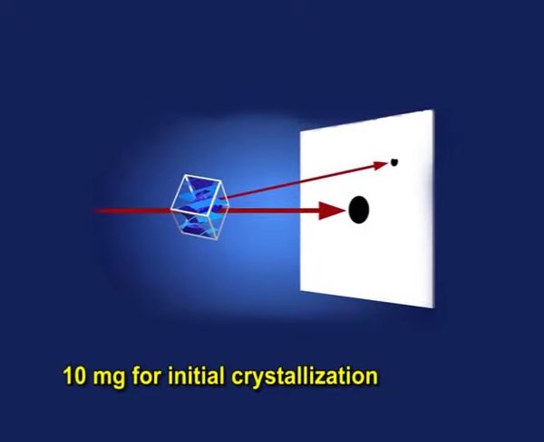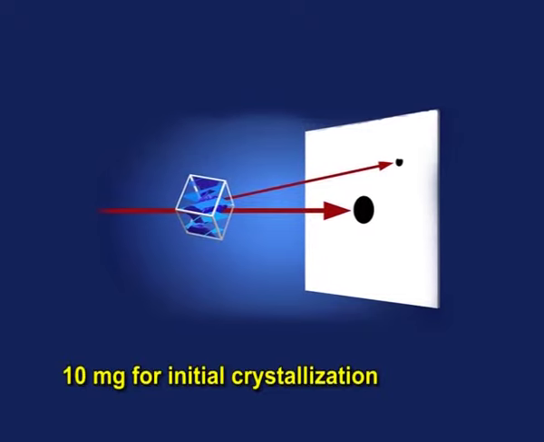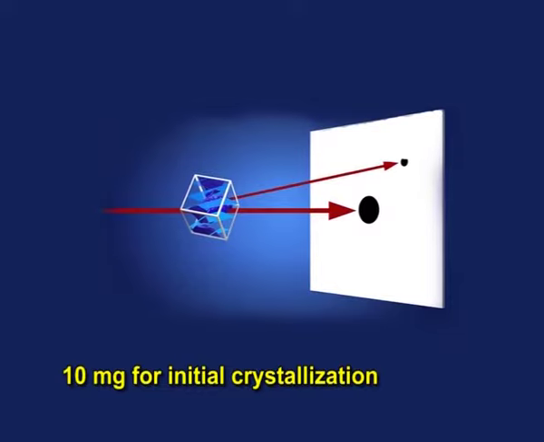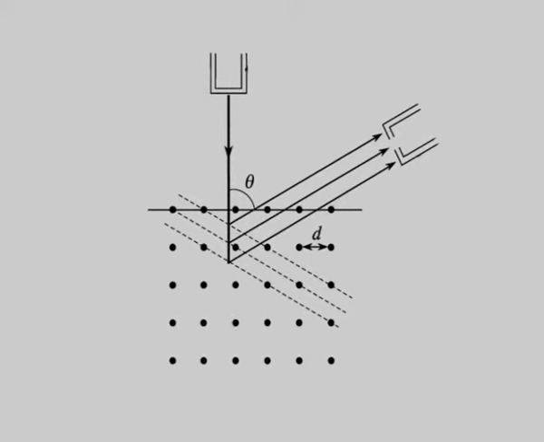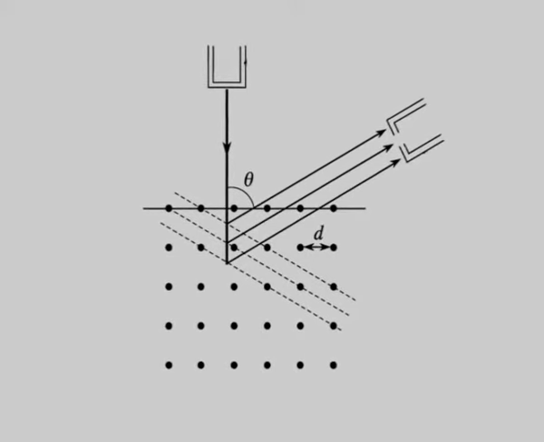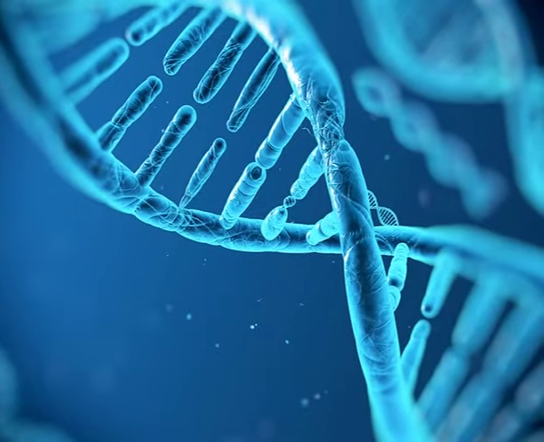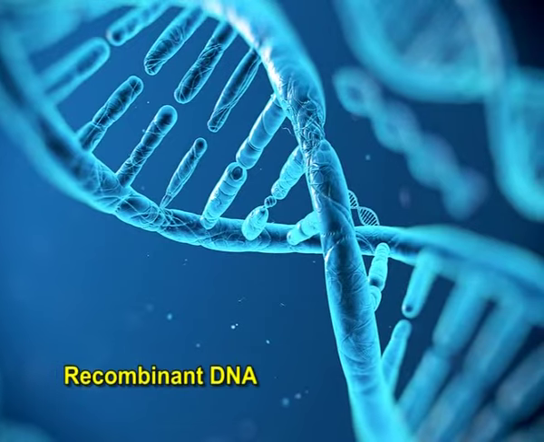10 milligram is required for initial crystallization. More amount is required for further processing. Therefore, a standard procedure to get the pure sample is required. The most foolproof method is recombinant DNA technology.